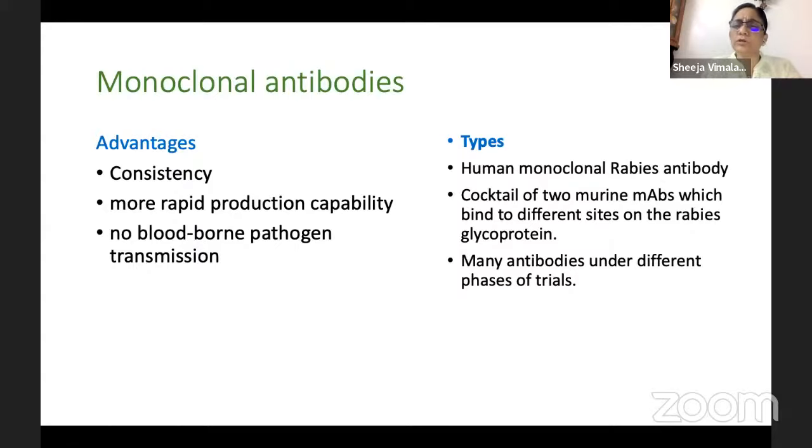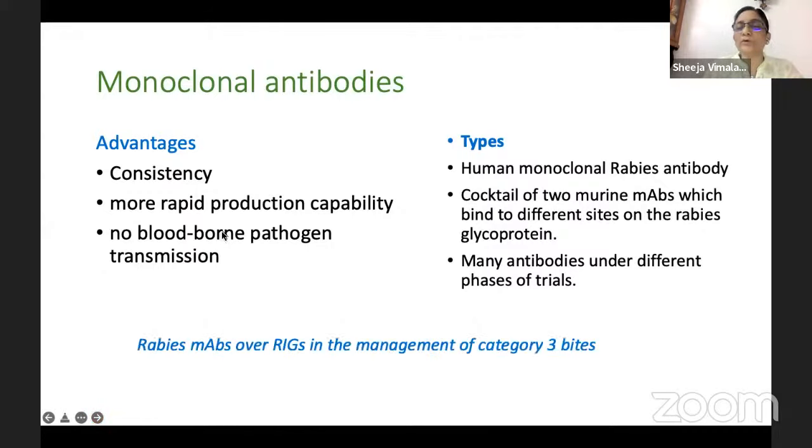So what was new in whatever we discussed till now? Mainly, what I wanted to say is that the IAP now recommends monoclonal antibodies over rabies immunoglobulin in the management of category 3 bite because it's consistent, with no risk of blood-borne pathogen. Efficacy is being proven. So that is why now IAP recommends monoclonal antibodies over rabies immunoglobulin.